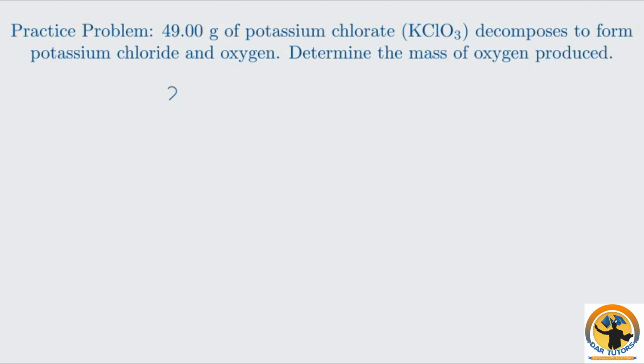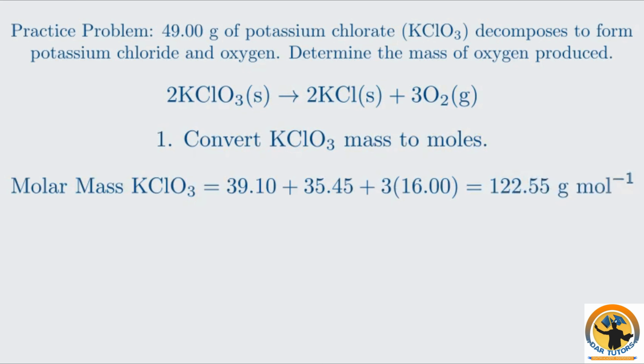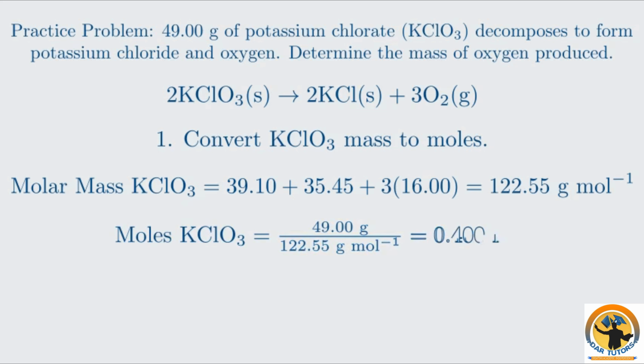Let's try another example. When 49.0 grams of potassium chlorate are heated, it decomposes to form potassium chloride and oxygen. We need to find the mass of oxygen produced. Step 1. Molar mass of KClO3 is 122.55 grams per mole.